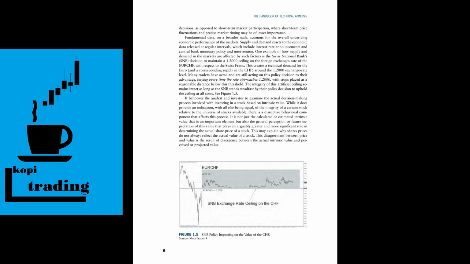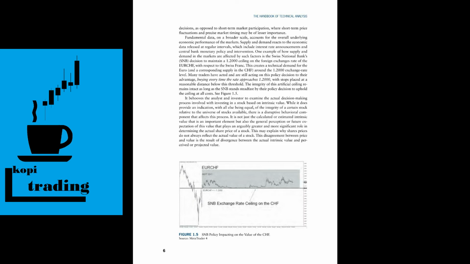One example of how supply and demand in the markets are affected by such factors is the Swiss National Bank's (SNB) decision to maintain a 1.2000 ceiling on the foreign exchange rate of the EUR/CHF with respect to the Swiss franc. This creates a technical demand for the euro, and a corresponding supply in the CHF around the 1.2000 exchange rate level.